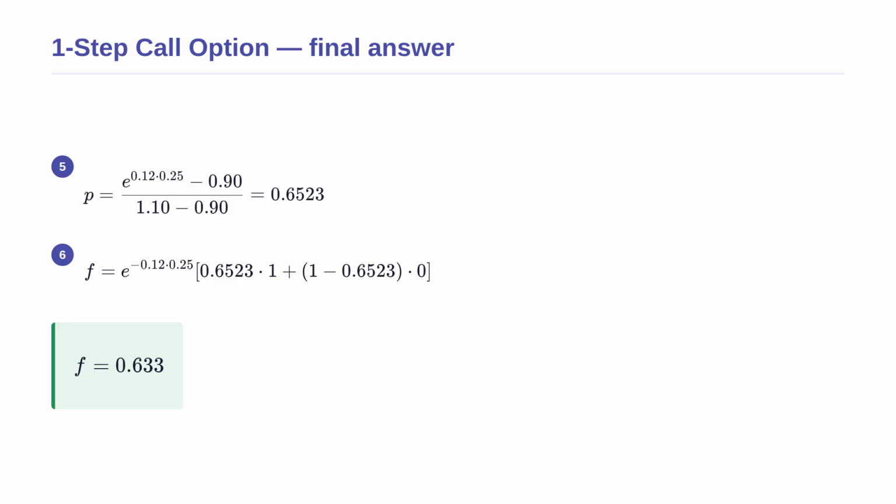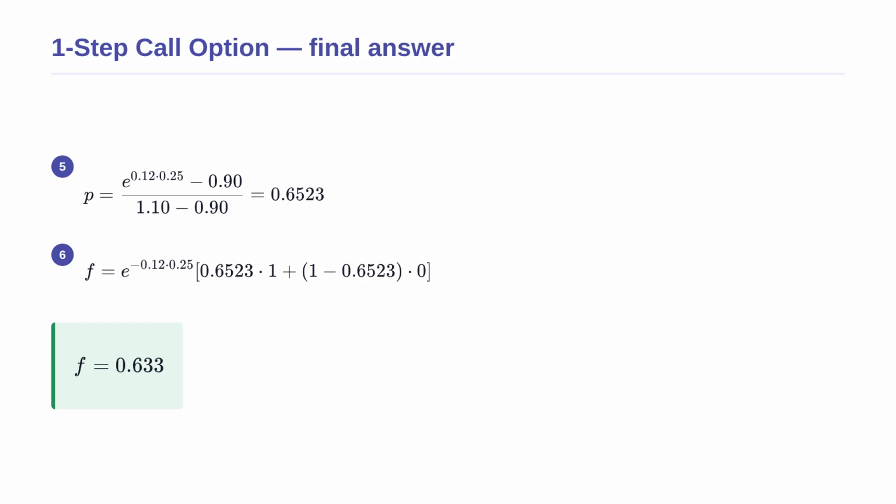Using a risk-free rate of 12% and a time of 0.25 years, we plug our values into the probability formula, yielding 0.6523. This means the mathematical odds favor the upstate. Finally, we use the main binomial formula.